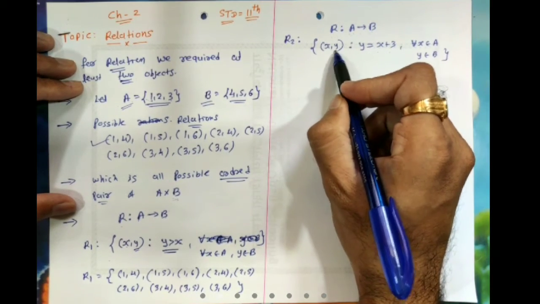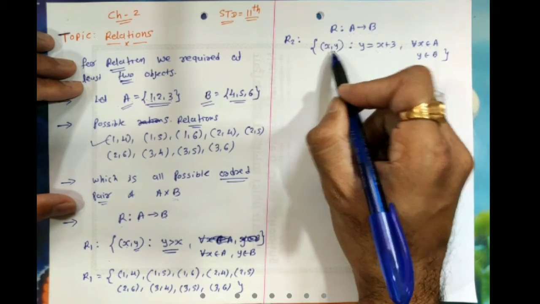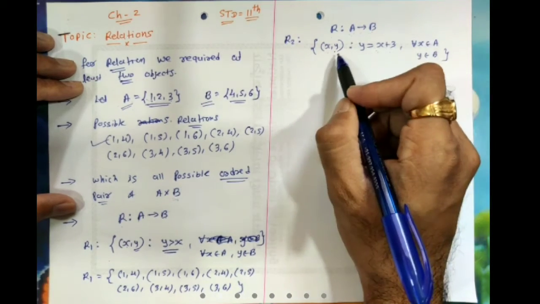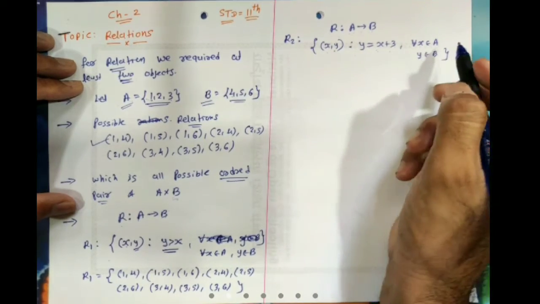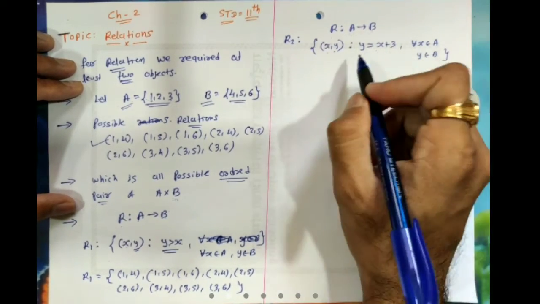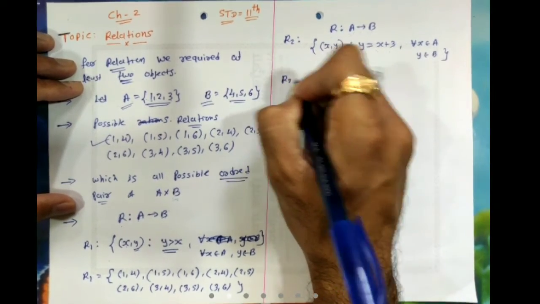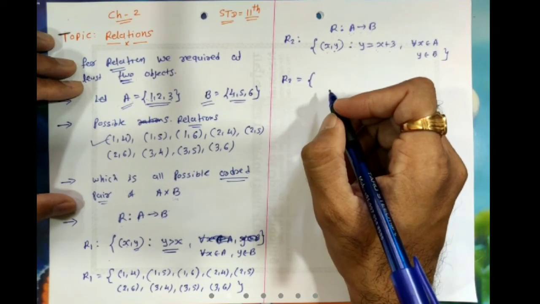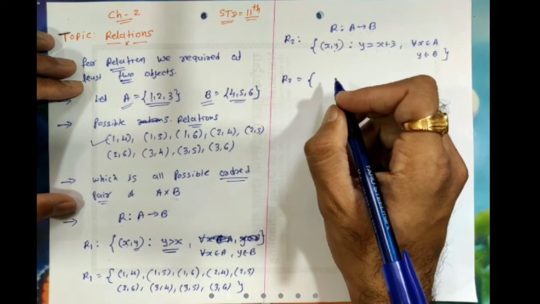Second element is greater than the first element by 3. First element must belong to set A, then second element must belong to set B. So now this is the set builder form of relation. So now we are getting the roster form, tabular form of this relation R. So relation R is nothing but the ordered pairs. We are getting the ordered pairs from A cross B.